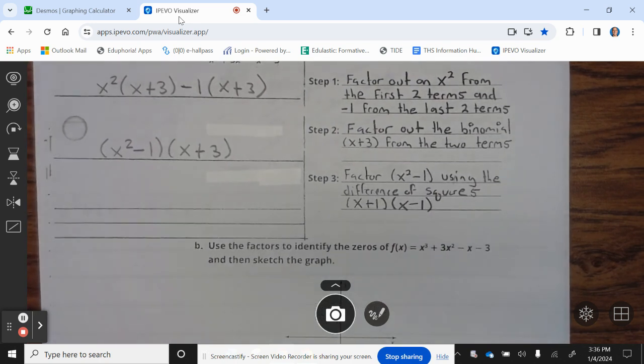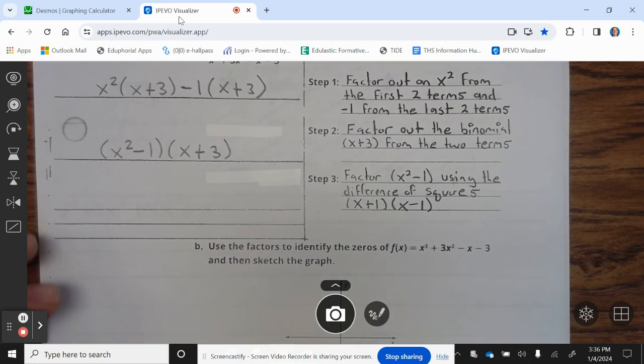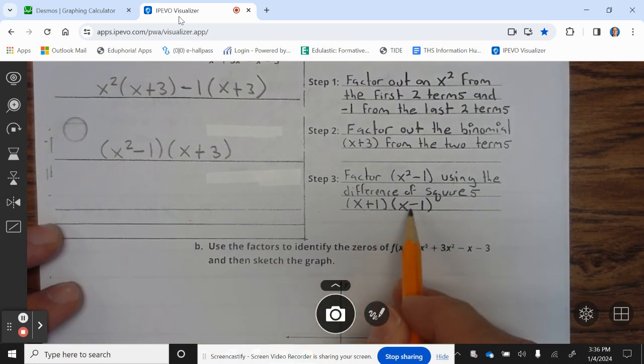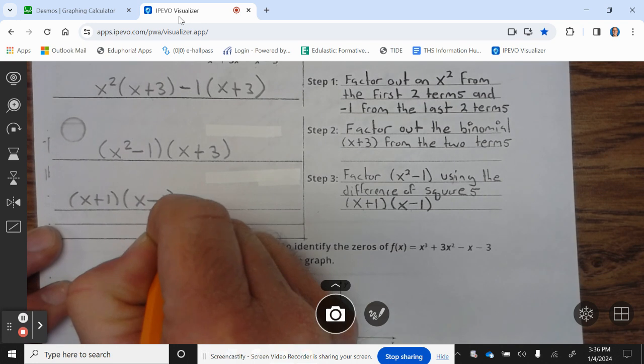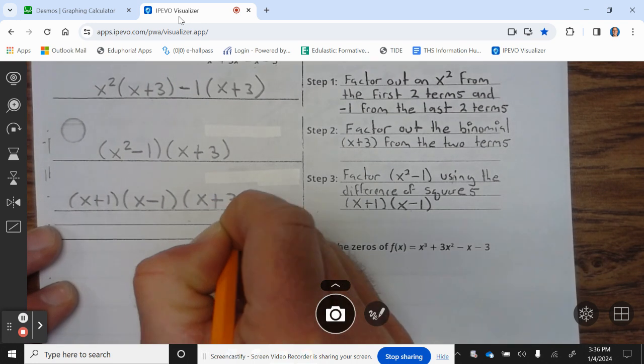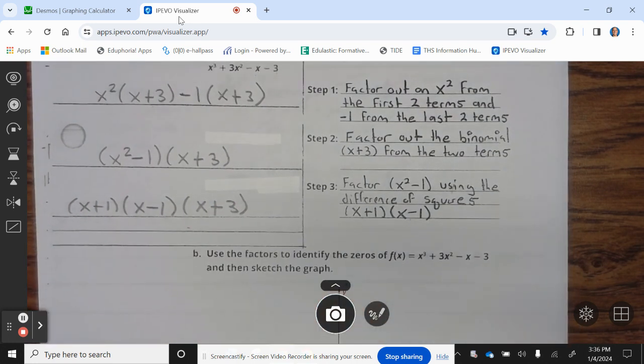Okay. Step 3, factor x squared minus 1 using the difference of squares. So this factors to become x plus 1, x minus 1. So this becomes x plus 1 times x minus 1 times x plus 3. All right, go ahead and finish that up.